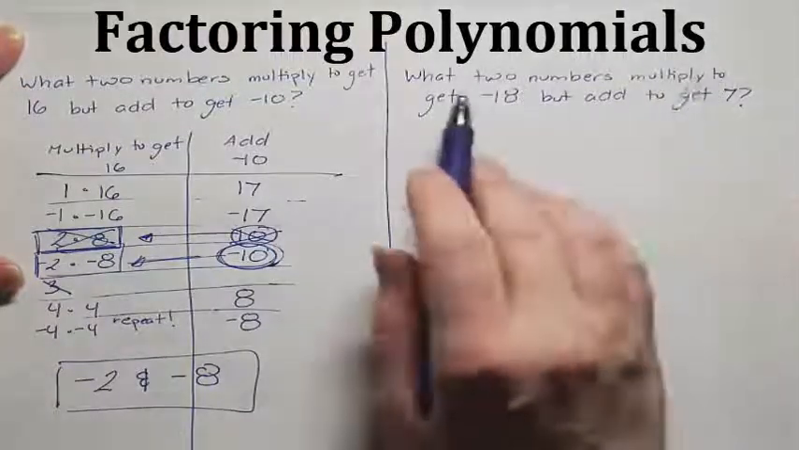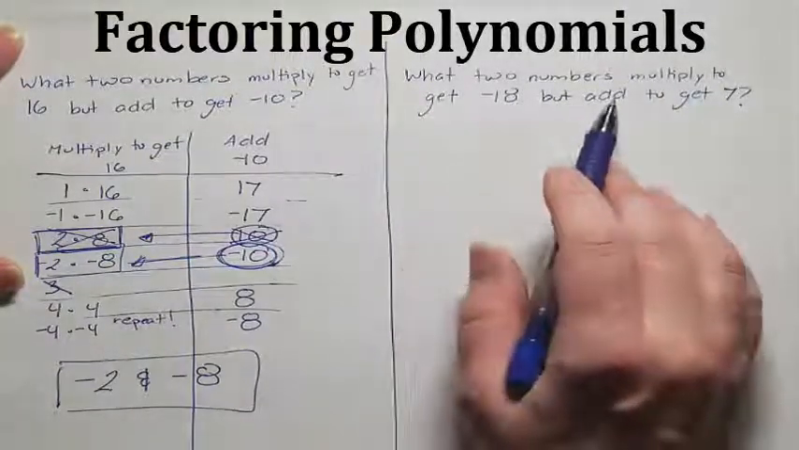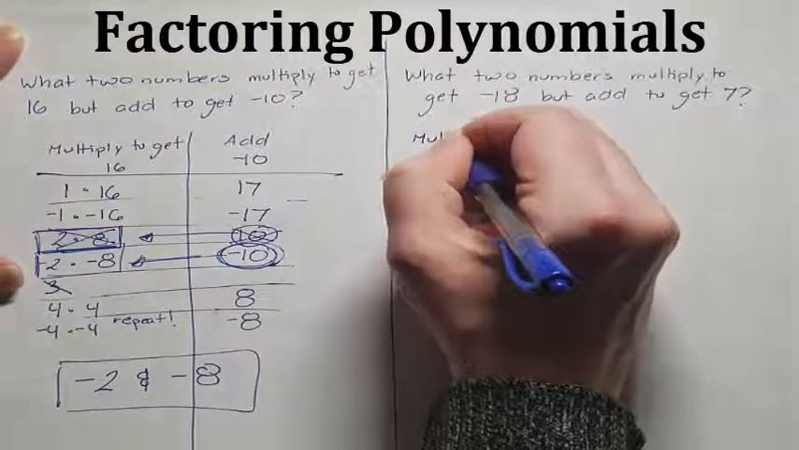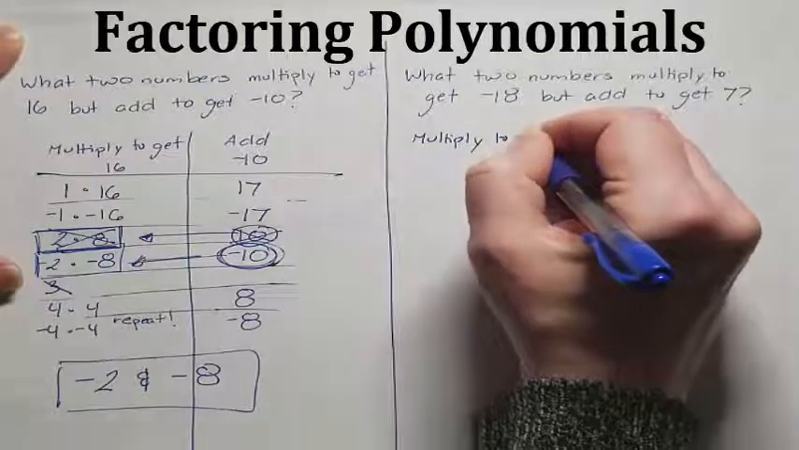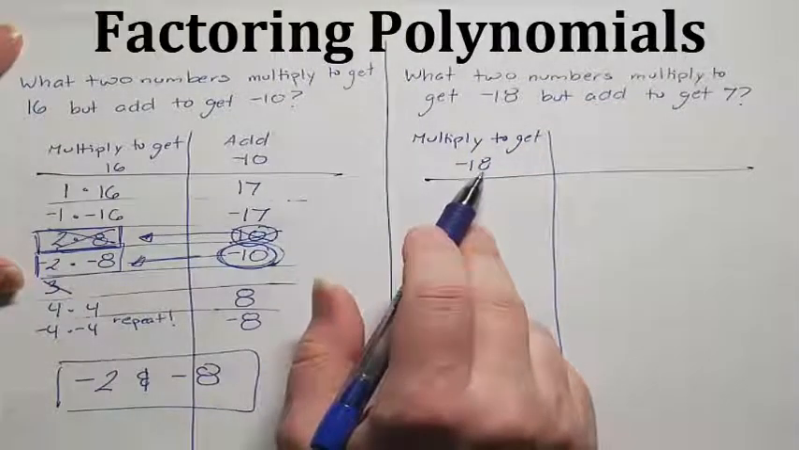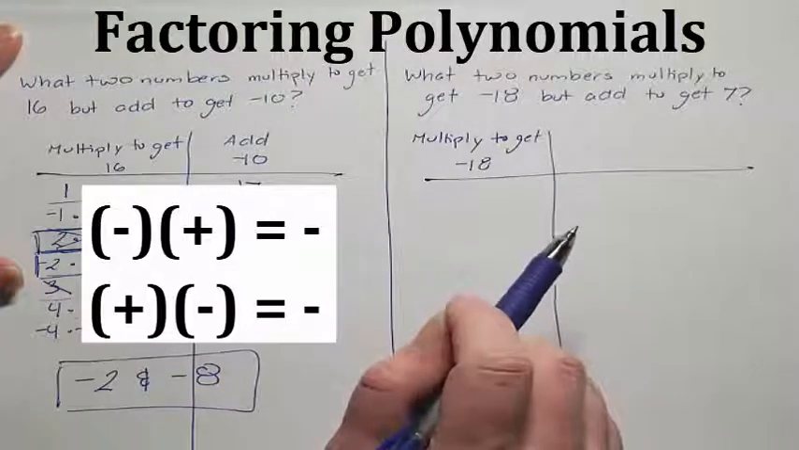What two numbers multiply together to give you a negative 18, but when you add them, they give you 7? So we're going to first come up with all the ways that you would multiply to get the negative 18. So how do you multiply together and get a negative number? That means one of your numbers has to be negative.